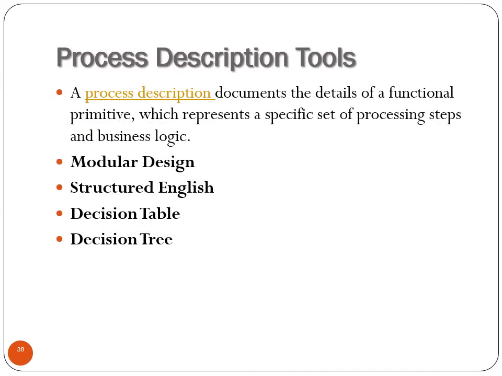Process description tools. A process description documents the details of a functional primitive, which represents a specific set of processing steps and business logic. Using a set of process description tools, you create a model that is accurate, complete, and concise. Examples of process description tools are Modular Design, Structured English, Decision Table, and Decision Tree.